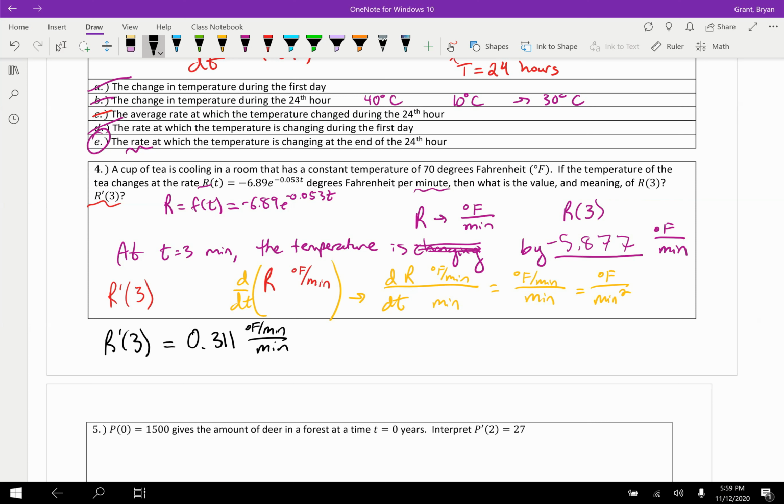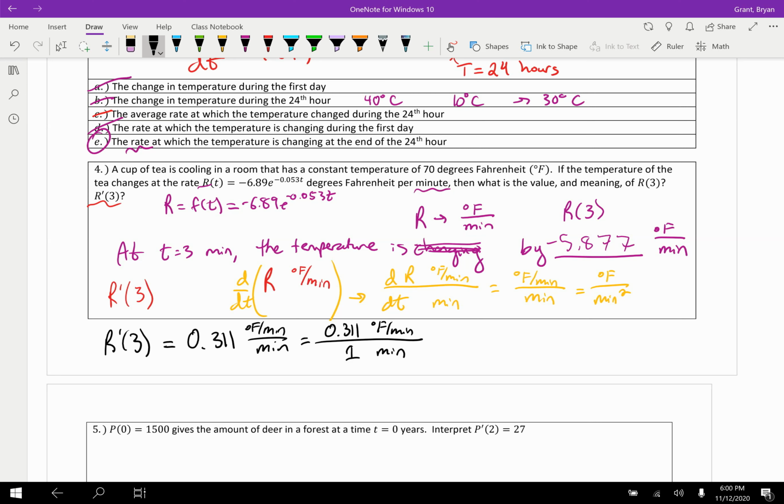How do we interpret this? Well, what does r prime measure the rate of change of? R prime measures the rate of change of r. And so this is telling us how fast r is changing. And in fact, if you wrote it like this, it actually might make more sense, where we move the 0.311 to the top of the fraction and then put a 1 on the bottom. Does that help you?